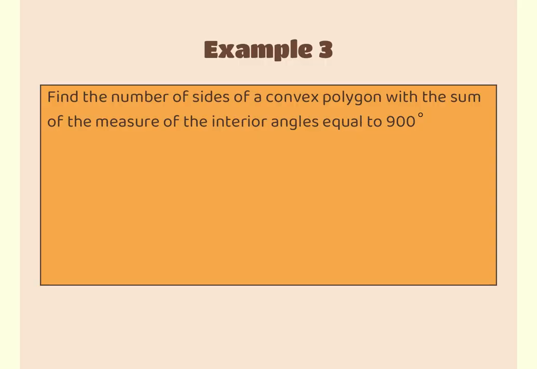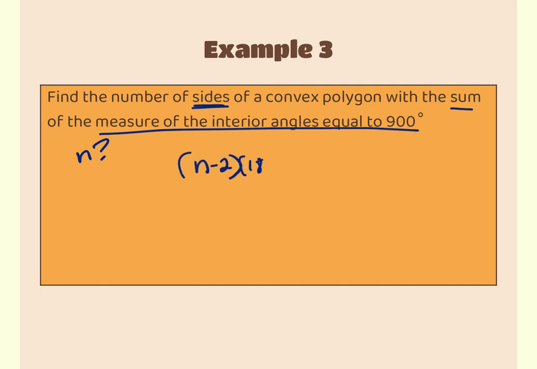All right, example 3 says find the number of sides of a convex polygon with the sum of the measure of the interior angles equal to 900. So this time we're looking for the number of sides. We're actually trying to find n. And we have the sum of the measure of the interior angles. So we have the n minus 2 times 180 part. It's equal to 900 degrees. What we don't have is the n.